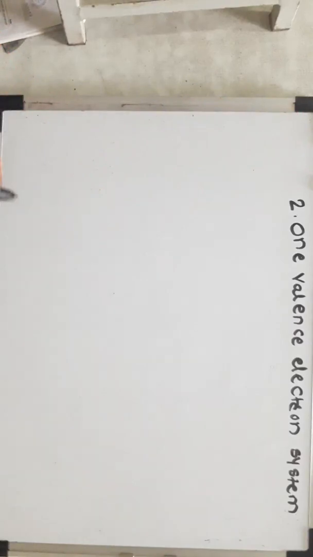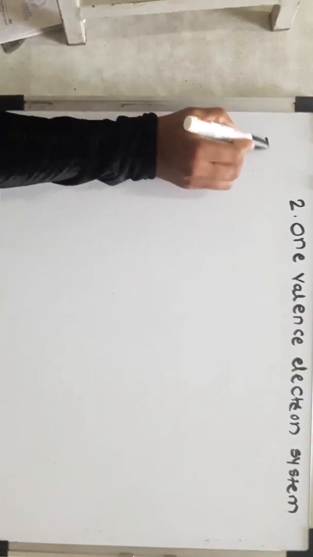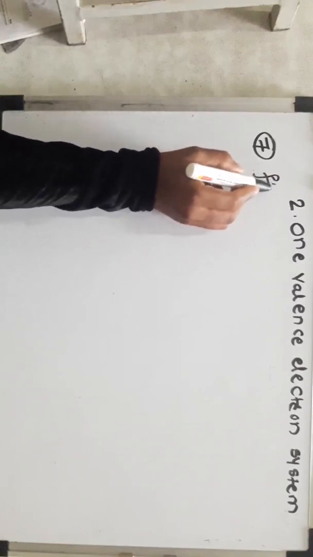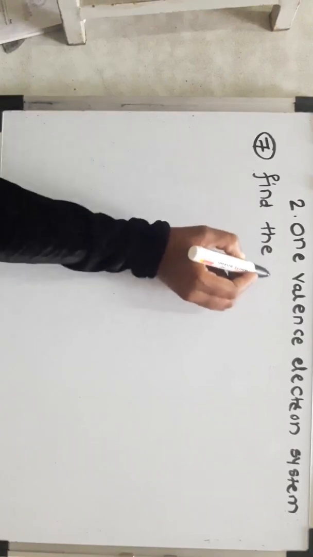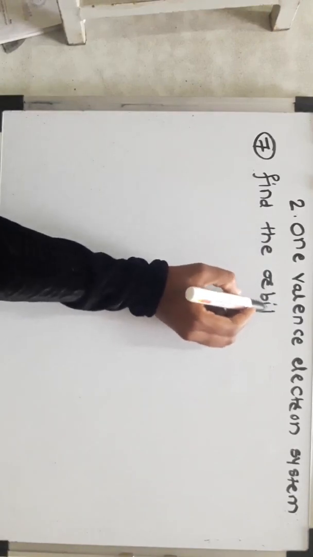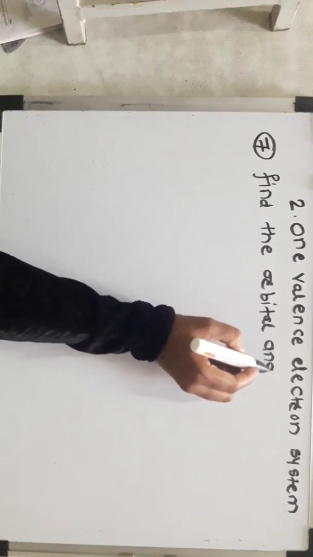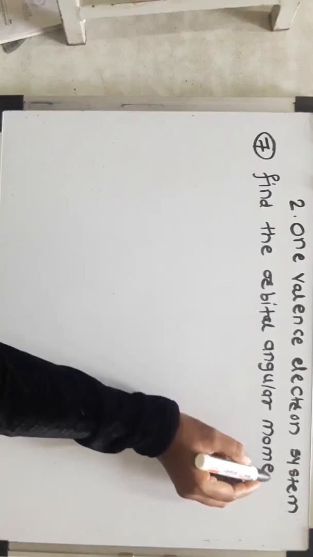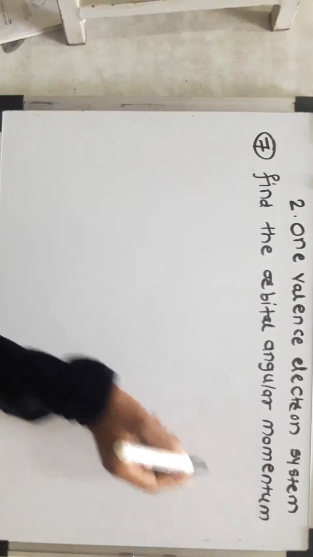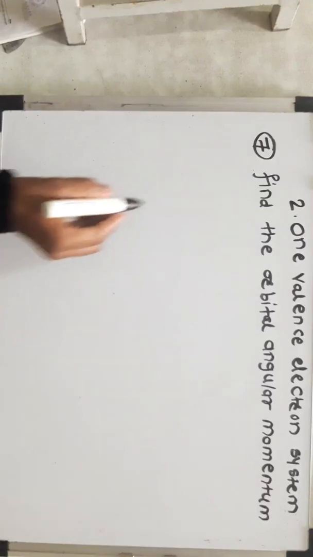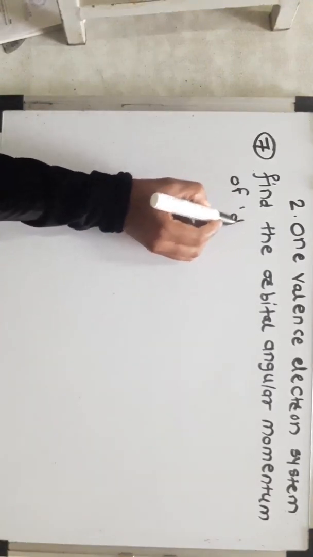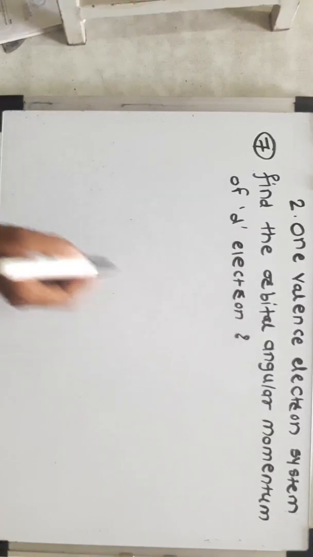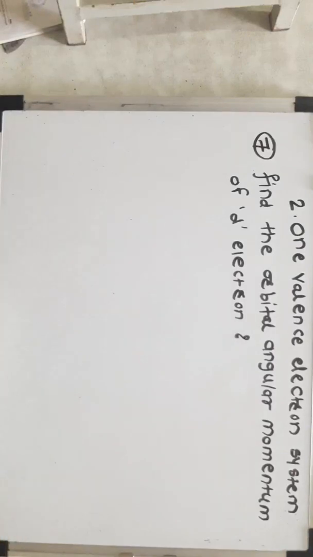Then the next problem, problem number 7. Find the orbital angular momentum of a d electron.